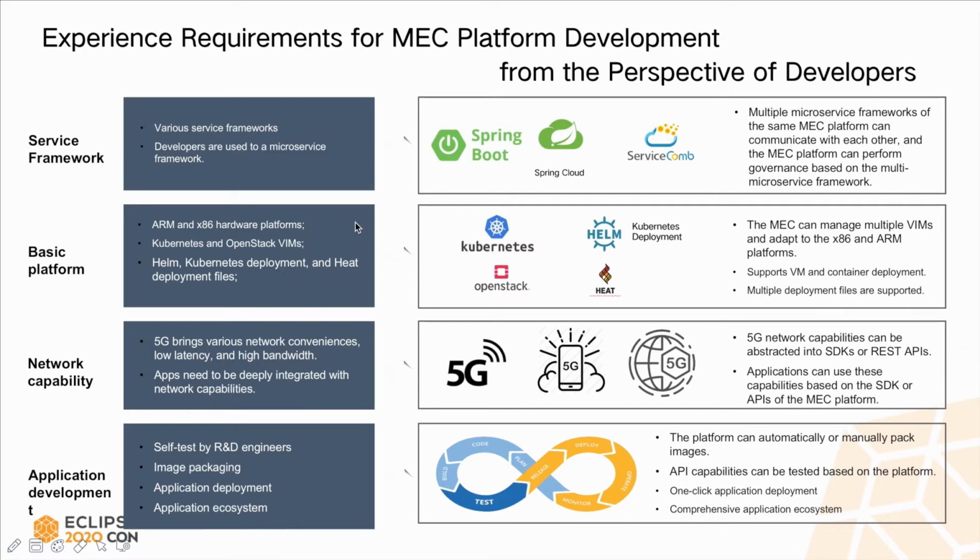The platform can automatically or manually pack in images. API capabilities can be tested based on the platform. Much easier deployment of applications, and also a comprehensive application ecosystem. This is very important. Automation tools, efficiency improvement tools, quality tools, and ecosystem, including both software and hardware support behind the application, can greatly improve the development efficiency and reduce development complexity and cost.